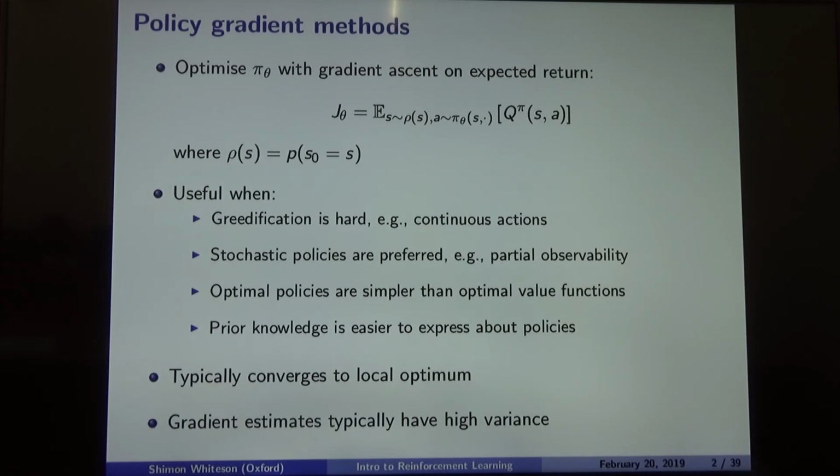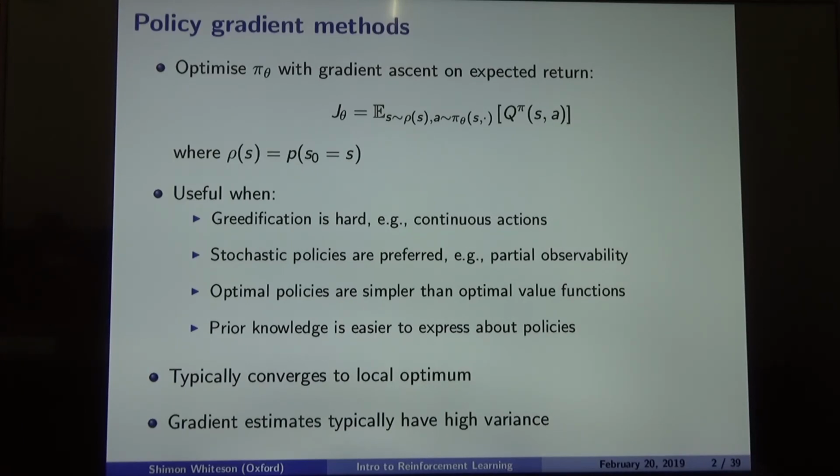Similarly, in multi-agent problems, you may need to behave stochastically in order to maintain an element of surprise. Like if you play rock, paper, scissors, you don't want to use a deterministic policy. So in cases like that, policy gradient methods can help you learn these stochastic policies.